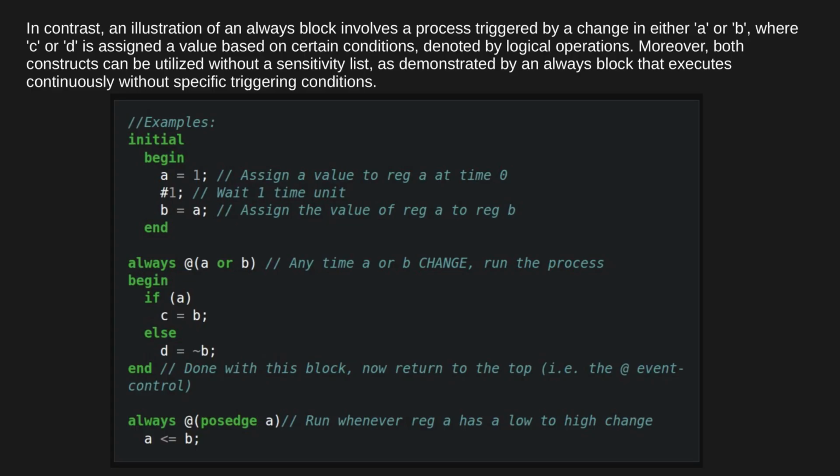In contrast, an illustration of an always block involves a process triggered by a change in either A or B, where C or D is assigned a value based on certain conditions, denoted by logical operations. Moreover, both constructs can be utilized without a sensitivity list, as demonstrated by an always block that executes continuously without specific triggering conditions.